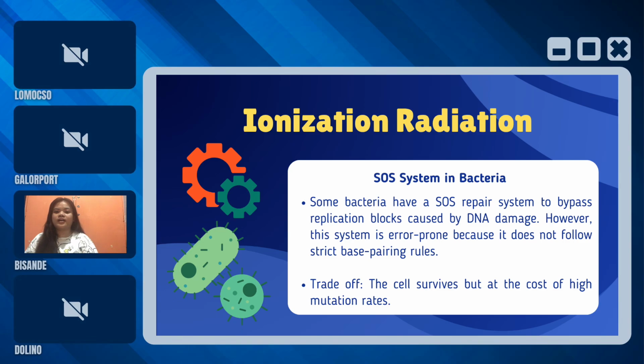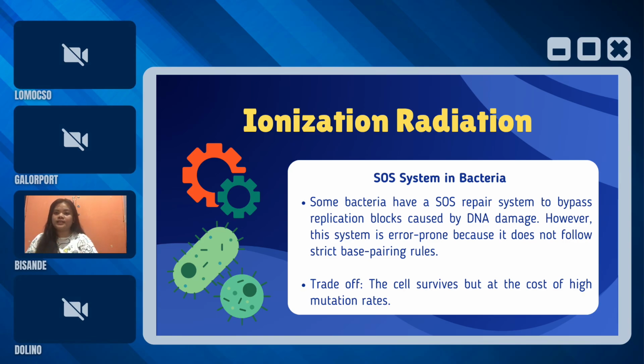We also have the SOS system in bacteria. So some bacteria have SOS repair to bypass replication blocks caused by DNA damage. However, this system is error prone because it does not follow strict base pairing rules. So it is more of a trade-off: the cell survives but at the cost of high mutation rates.